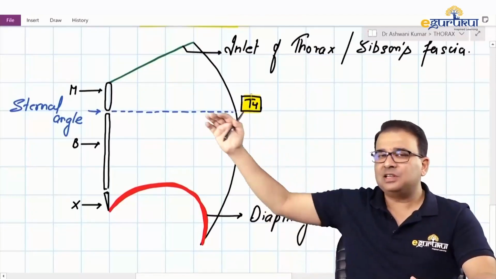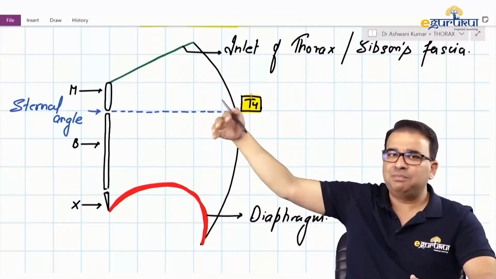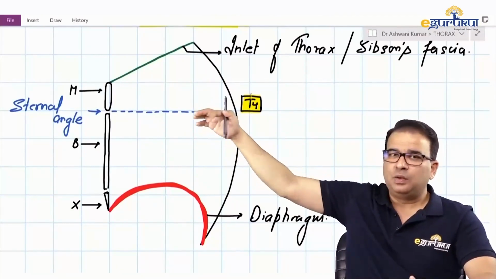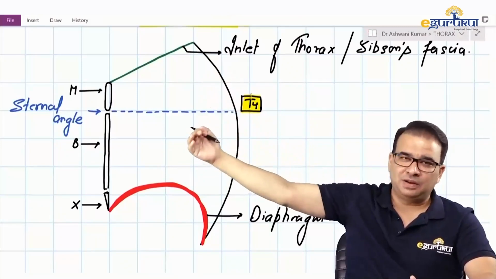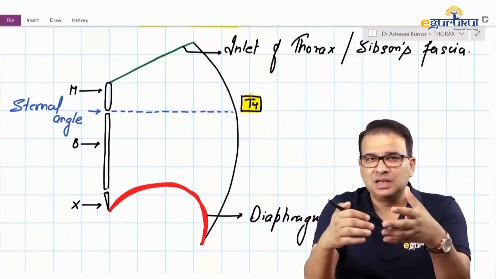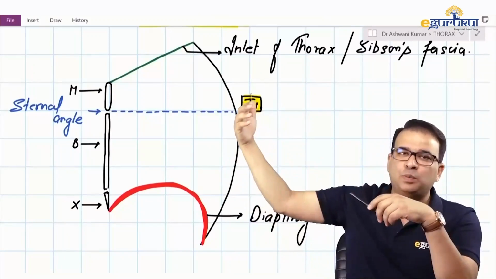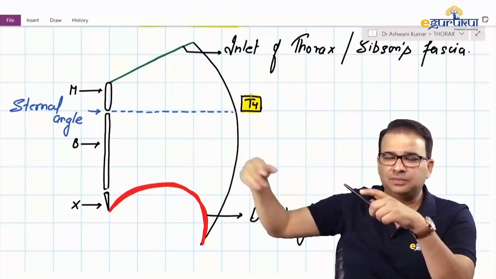Now, by this imaginary plane, we are basically dividing the thoracic cavity inside, or I should say the mediastinum inside, into two parts. We got a superior mediastinum and the inferior mediastinum. We all know mediastinum is the space between the lungs. So the space between the lungs can be divided into broadly two parts. First one is superior and one is inferior.